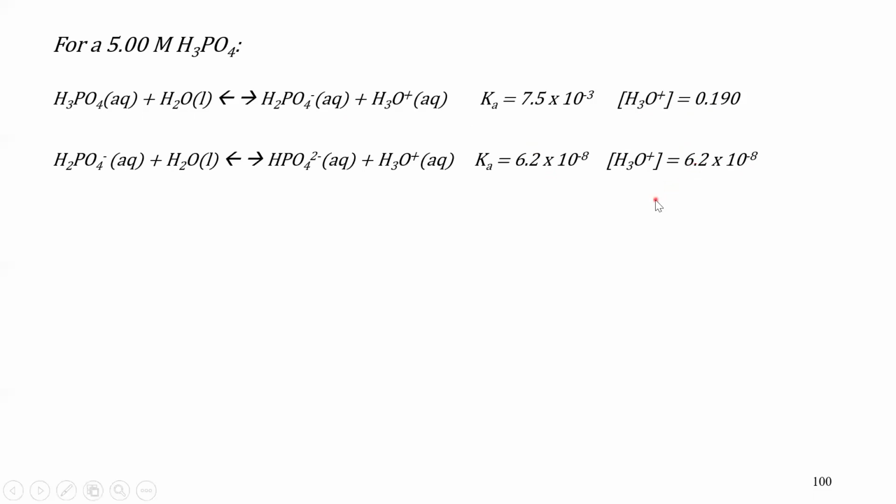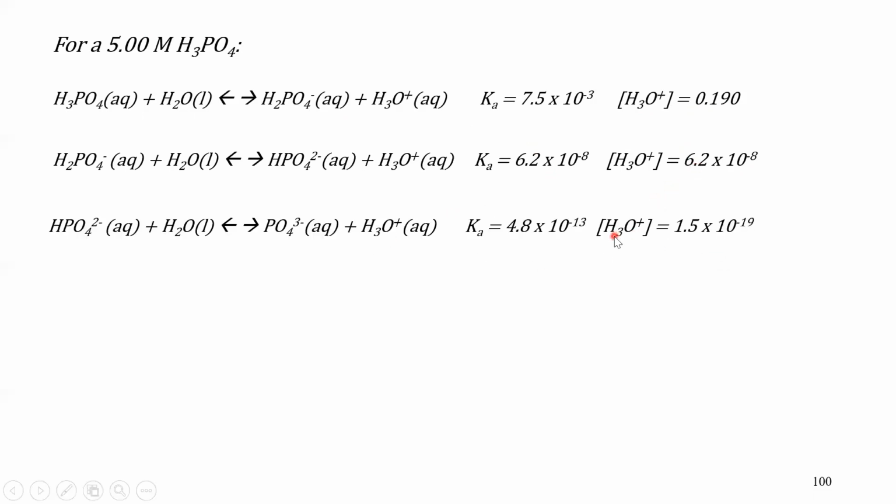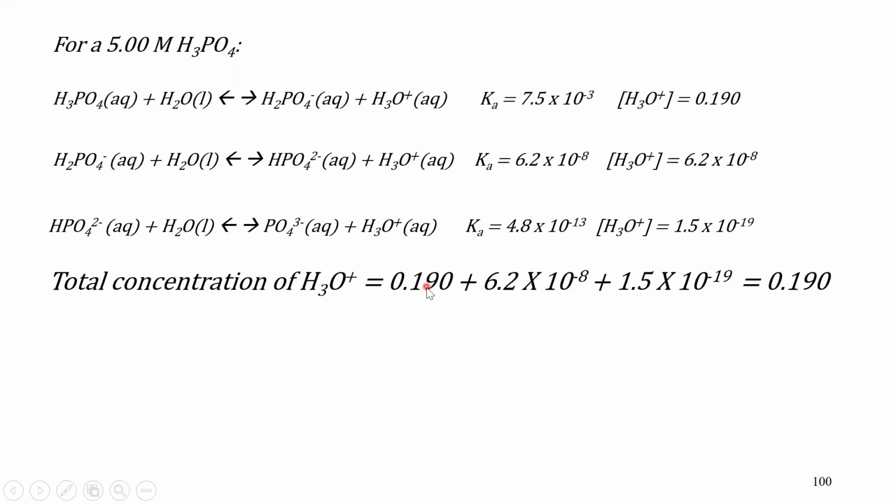If we look at the third step, the hydronium ions we get from the third step are even smaller than the second step. Overall, we are producing hydronium ions here, here, and here. So the total number of hydronium ions is really the sum of the three steps, but with significant digits, it's really just the first step. The amount of hydronium ions we get from the second step and the third step are almost insignificant relative to how much we had at the beginning.